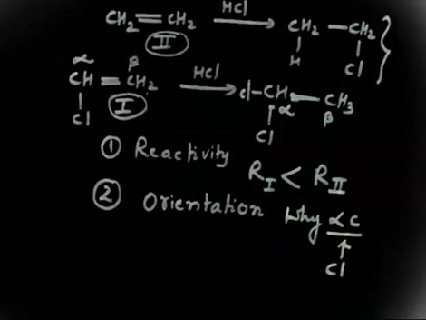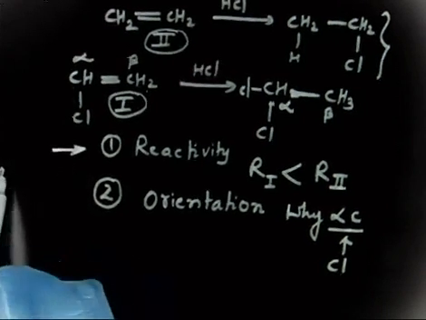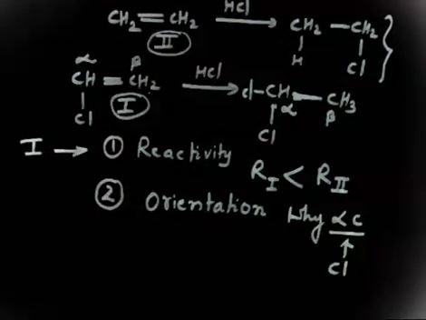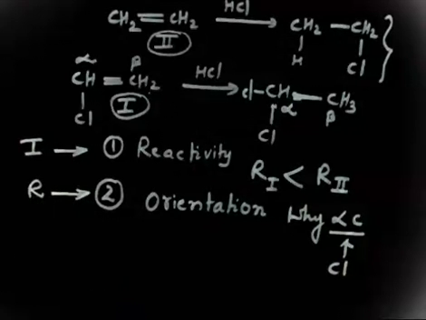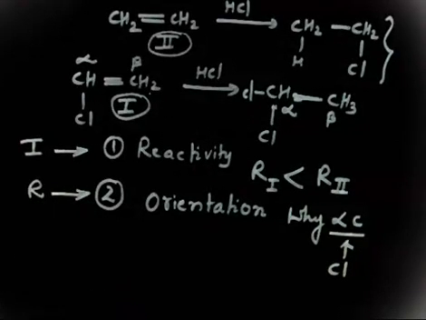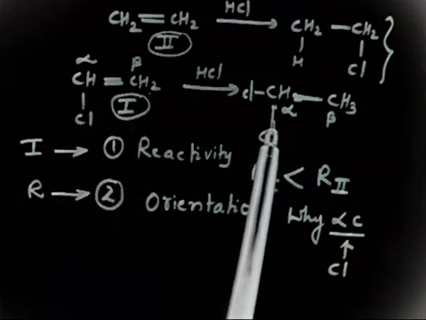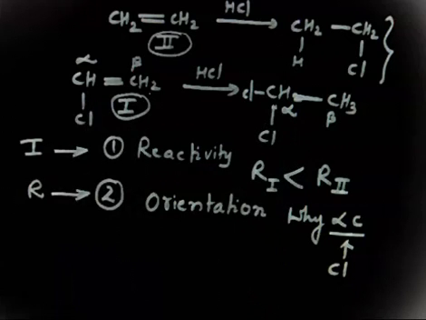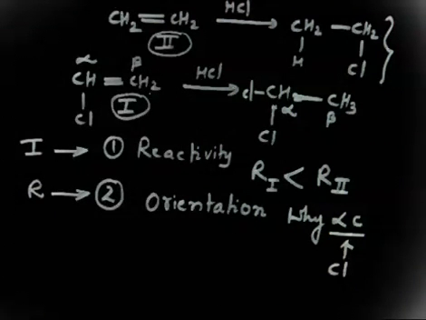Now I will give you a hint. You decide the reactivity on the basis of inductive effect. You decide the orientation on the basis of resonance effect. So this is enough hint: on the basis of inductive effect you decide reactivity, and then you have to decide the orientation on the basis of resonance effect. This is an observed fact: if you react this molecule, chlorine goes to the alpha carbon. This is an experimental fact. The second experimental fact is that this molecule reacts slowly than this molecule. So we have two experimental facts.